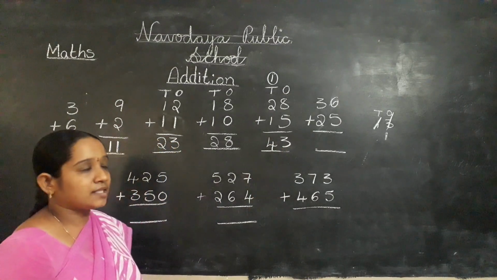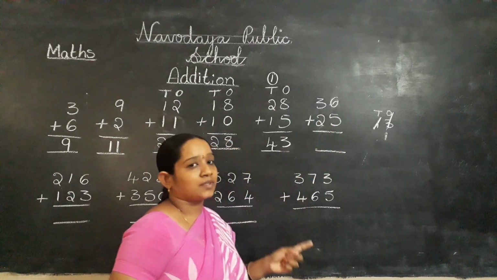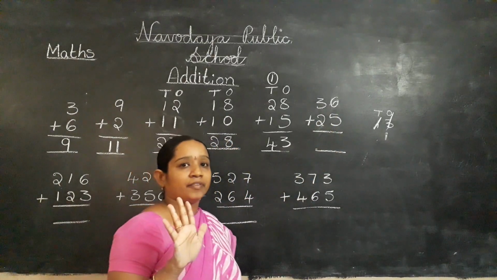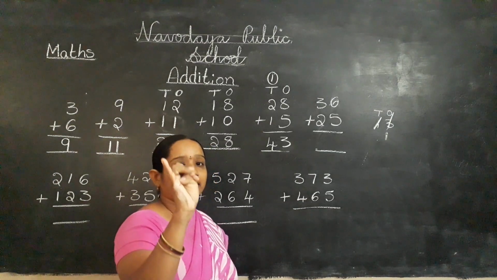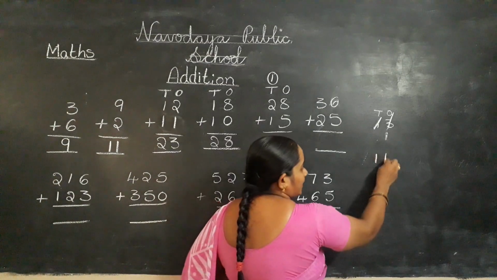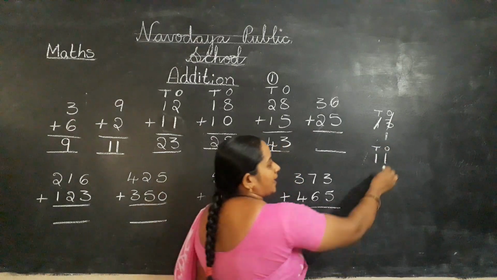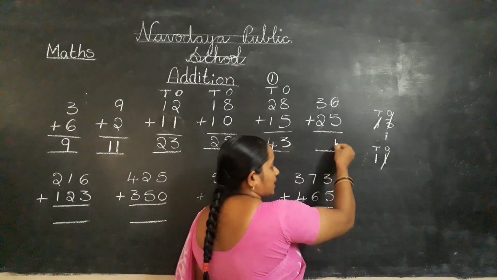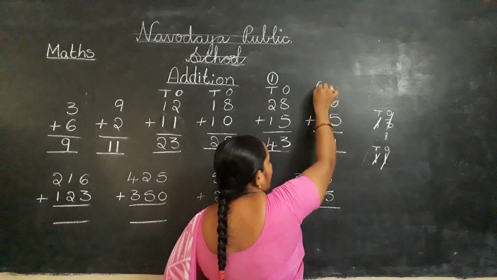43 is the answer. Next one. 6 plus 5. Keep 6 in mind. Take 5 fingers. 6 after: 7, 8, 9, 10, 11. Again, 11 is a 2-digit number, so it has a ones place and a tens place. Here, write the ones place digit in the answer place, and the tens place digit is carried forward to the tens place.